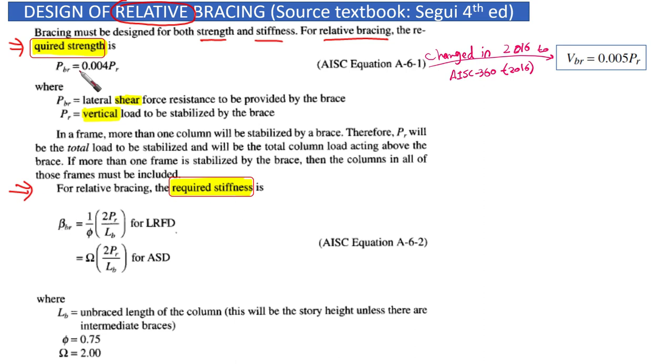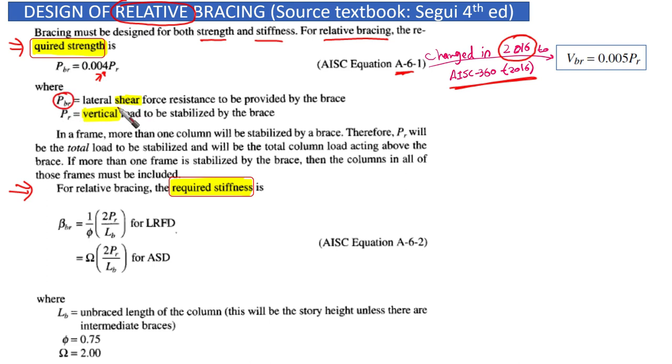So for strength, we are going to use the equation in the appendix: PBR equal to 0.004 PR. Here he used 0.004. If you look at the appendix, this equation has been changed. As I said, it is going to be 0.005 PR. It changed in the 2016 edition of AISC 360. So in the old book, you're going to find 0.004. The new one, they increased it to be 0.005.